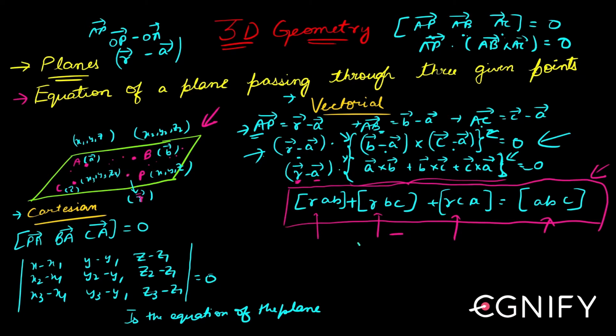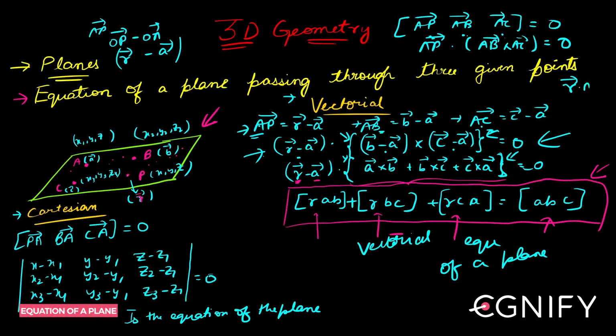So this is also the vectorial equation of a plane. Now the thing is, it's not looking like r bar dot n cap equal to d. But when you open this bracket, put the values and open it up, you can always simplify this in this form. But remember, this is also the vectorial equation of a plane.